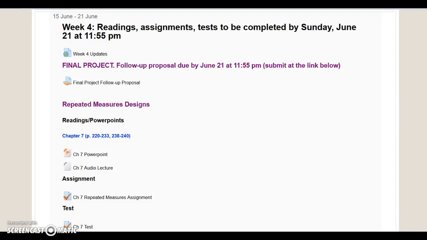Last week was a tough one and there were a few concepts that people struggled with, so I wanted to review those a bit. Also last week you had your follow-up proposals due, and I'll be reading them throughout the week and sending you feedback through Moodle.